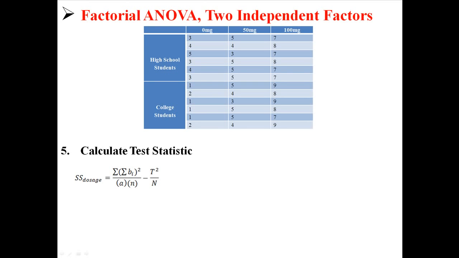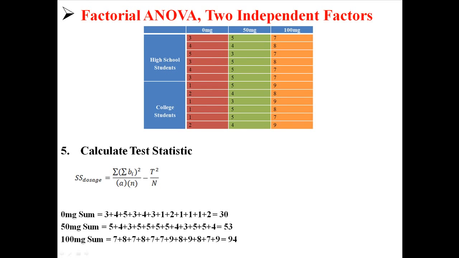Next, we're going to do sum of squares dosage, which is a lot like sum of squares school, except now the A and the B are switched around. So now we're going to split up the groups based on dosage. We have 0, 50, and 100. So we have three sums, 30, 53, and 94. Now those are squared and put on the top of the equation, and everything else is mostly the same.